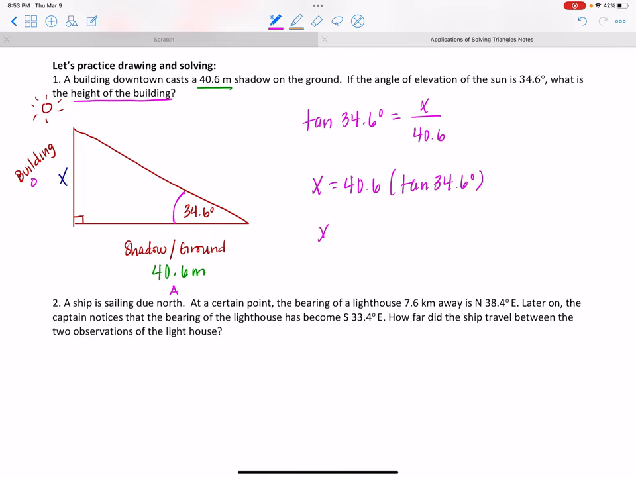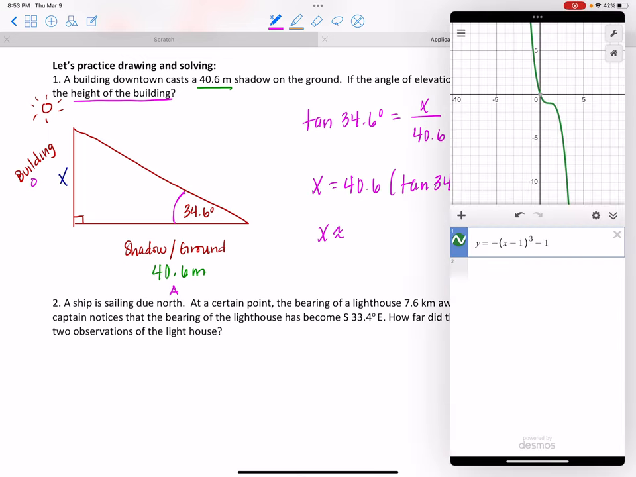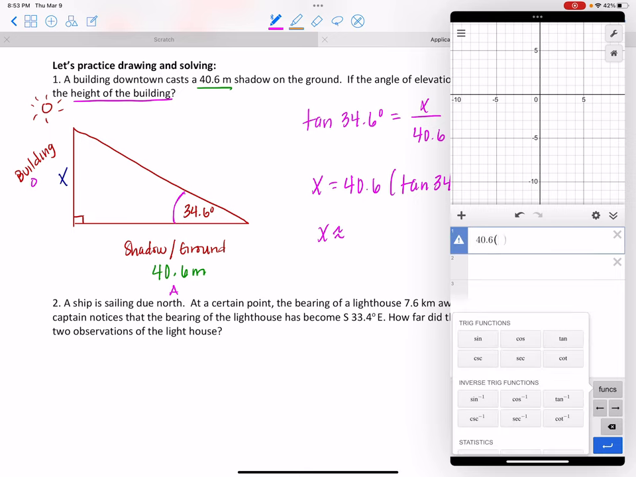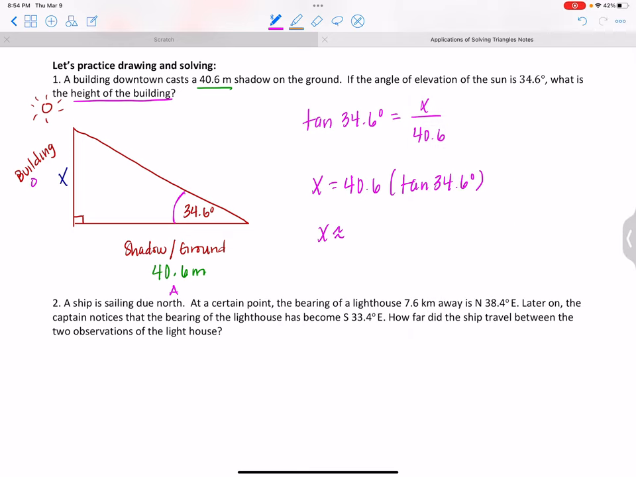And then from here, it's an approximation with our calculator. Let me get that calculator going. Alright, let's make sure our calculator's in degrees. So we want to know what is 40.6 multiplied by the tangent of 34.6, and there it is. It's approximately 28-ish. So it's about 28.01. The problem doesn't specify where to round, so I think the hundredths place is generally pretty standard place to round. And even if you wanted to call it 28, I'd be good. Now these are meters, so if you wanted to say about 28 meters, I think that would be a pretty reasonable answer.